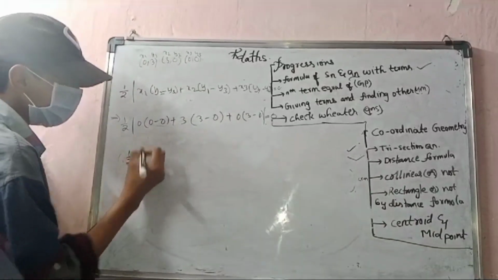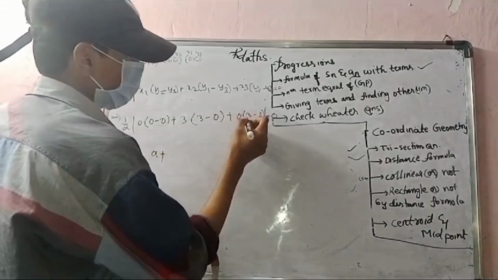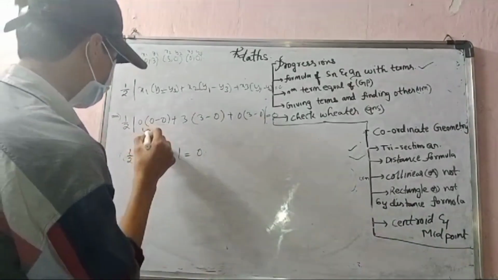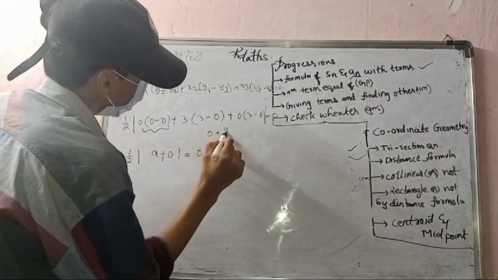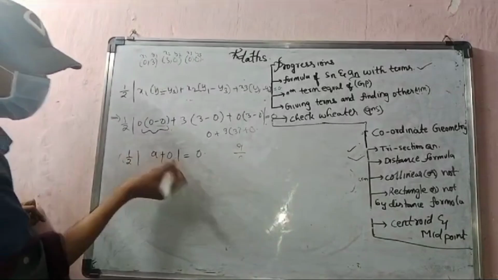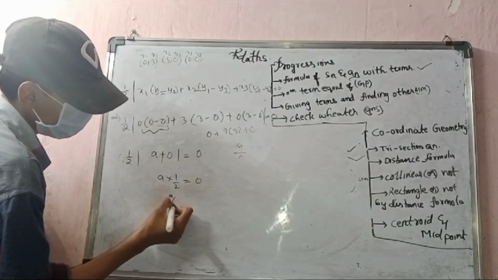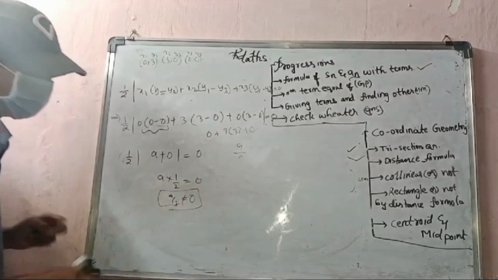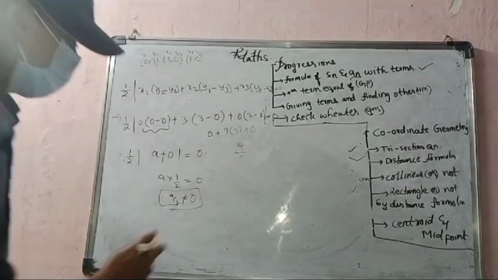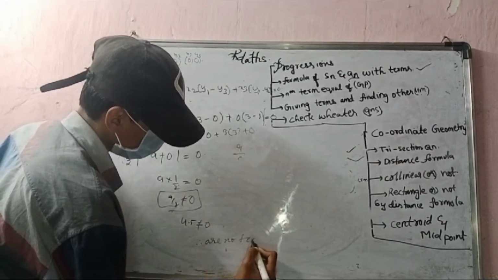Okay. 1 by 2 into 0 means 0, correct. 3 into 3, 9, plus 0. This whole term will become 0. 0 plus 3 into 3 plus 0, 9. Correct. Now the modulus means 9 into 1 by 2, which is not equal to 0. 9 by 2 is not equal to 0. Are both equal? No. Means these points are not collinear. 9 by 2, 4.5, is not equal to 0. Therefore, they are not collinear.